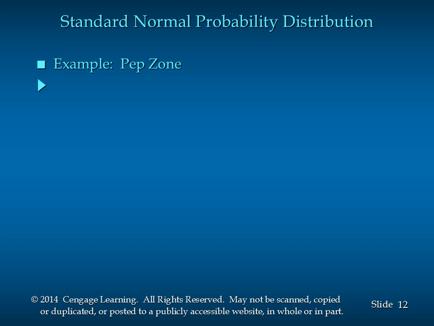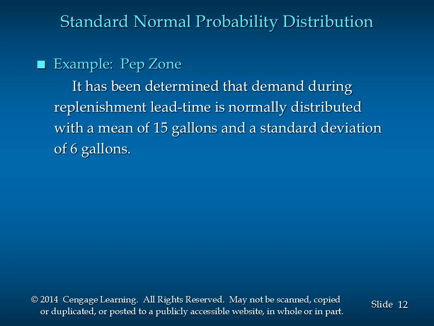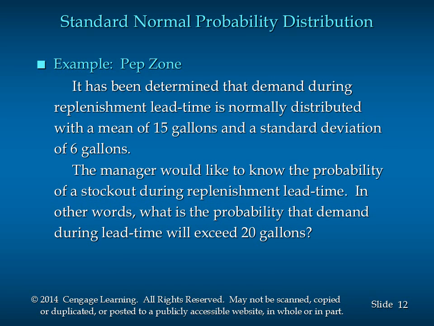Here's how you would calculate this. You'd have to be given the mean, which is 15 gallons, and a standard deviation of 6. And you want to calculate the probability that it's going to be greater than 20.